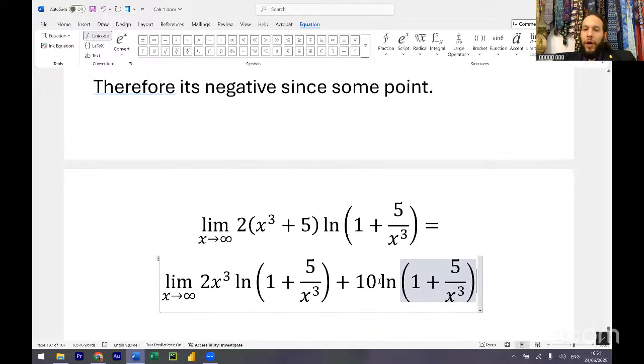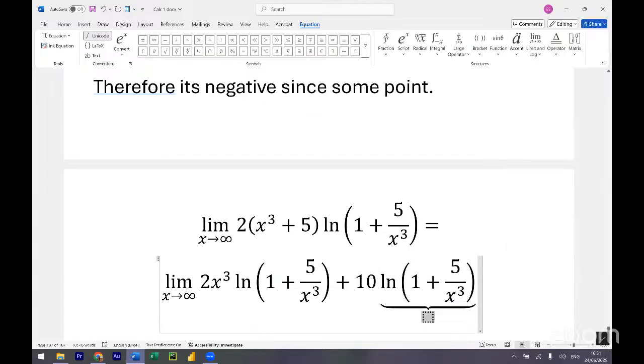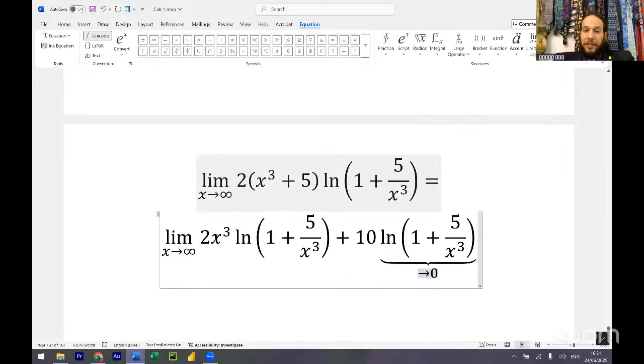Now, what is the limit of that? 0. 0 because it's ln of 1. That tends to 0. So that's not interesting anymore. So we are left with the limit of this expression.